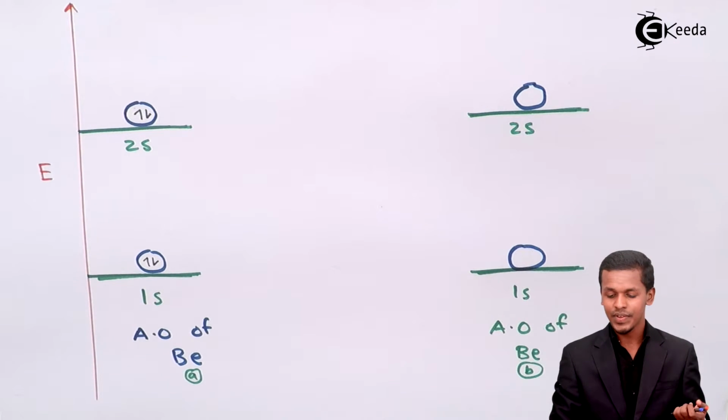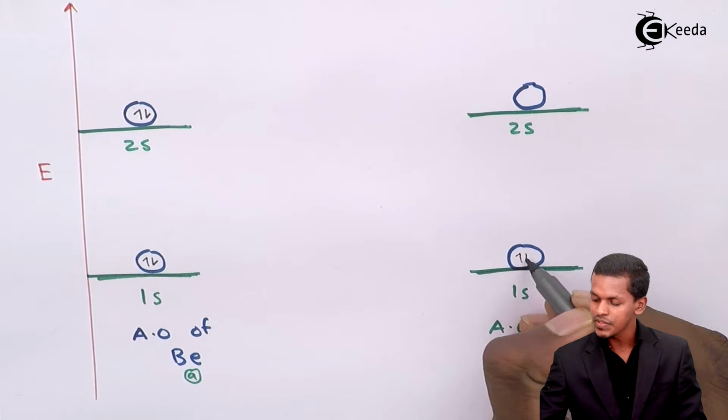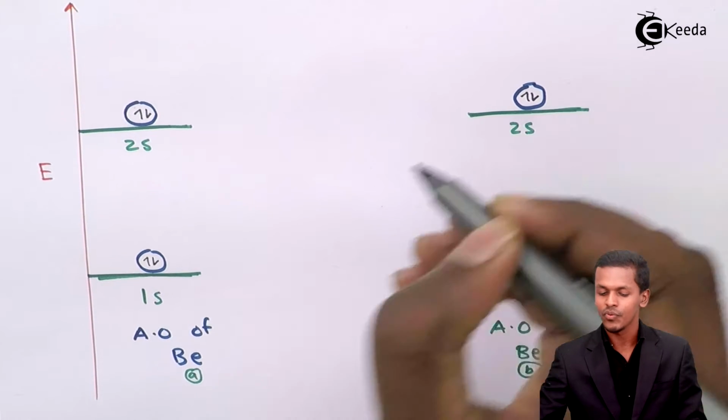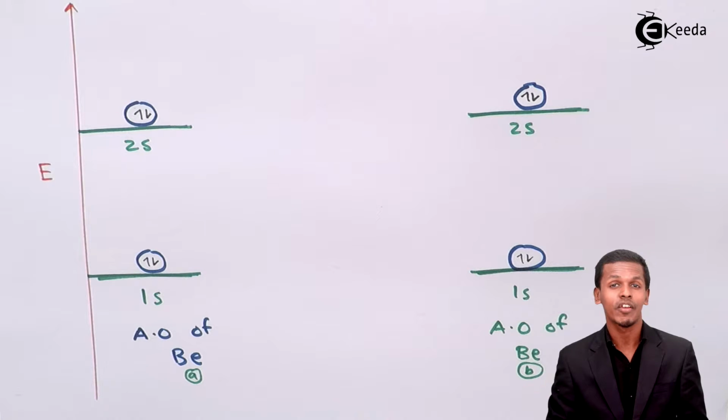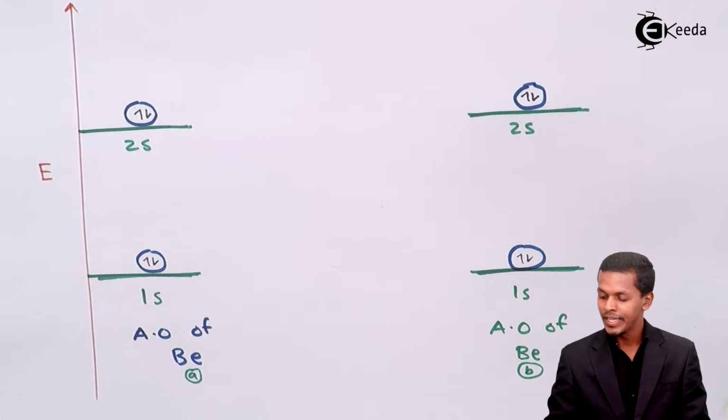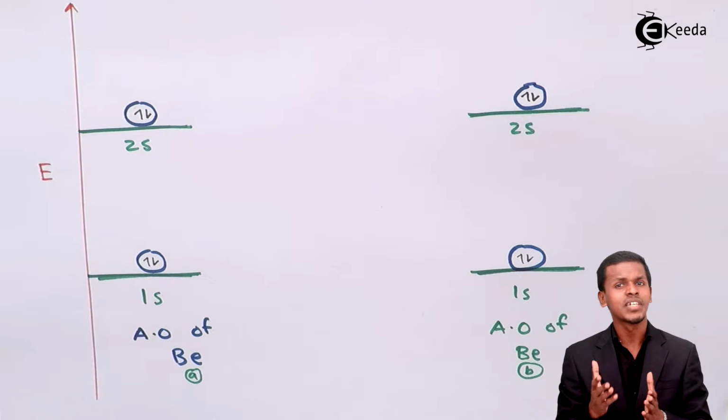The only thing that we have to do is fill in the electrons. So 2 electrons are filled over here and 2 electrons over here, according to the electronic configuration, as well as according to the Pauli principle and Hund's multiplicity. So this is what we have got, and we have represented the atomic orbitals.